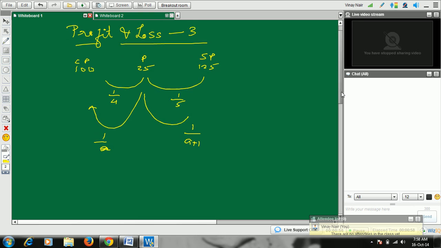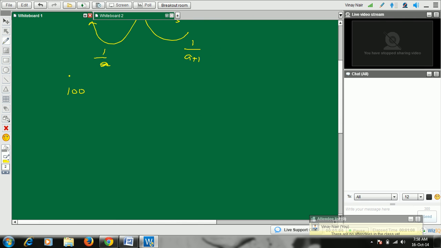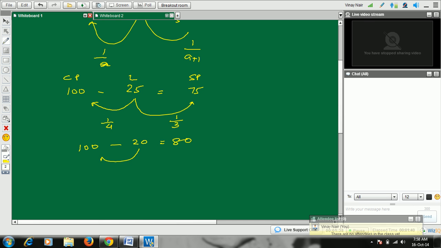So now let us take a case where it is not profit, we are incurring a loss. Let us take the same numbers. Cost price is 100, loss is 25, so selling price would be 75. So 100 minus 25 is 75. So again loss is 1/4 of cost price, but here it will be 1/3 of the selling price. So when it is a loss, we see the reverse relation, that is when it is 1/5 of the cost price, it is 1/4 of the selling price.